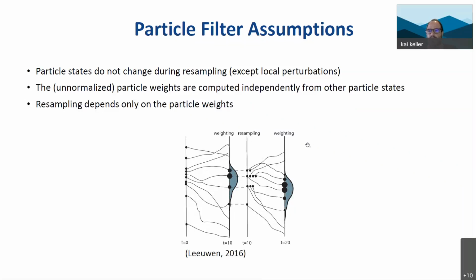So I will be introducing the particle filter implementation in Melissa DA. Basically we have three assumptions here. The first assumption is that the particles do not change during the resampling. The second is that the weights of each of the particles can be computed independently from all the other particle states. And the third is that the resampling depends only and merely on the float or double weights of the particle filter.